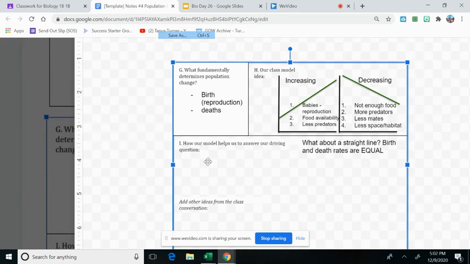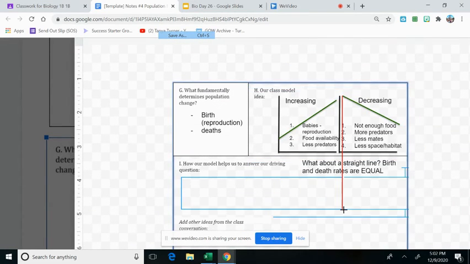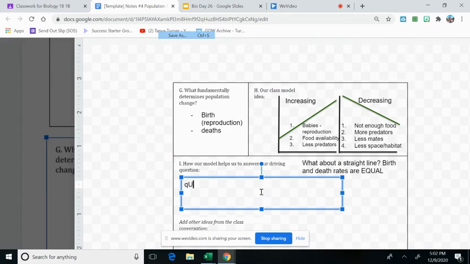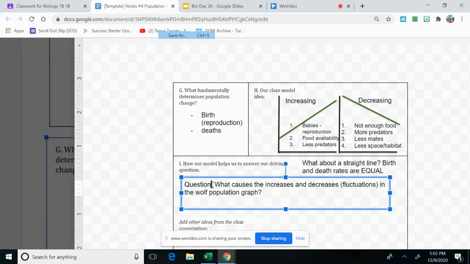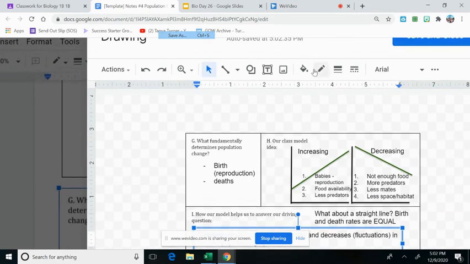Now from what we've learned, I just want to put all our ideas together to answer our question. So we're going to write it right here. Question: What causes the increases and decreases, fluctuations, in the wolf population graph? I'm glad I can spell today. So that was our question. I know I never specifically said it, but it's what we've been investigating this whole time since we started this unit.